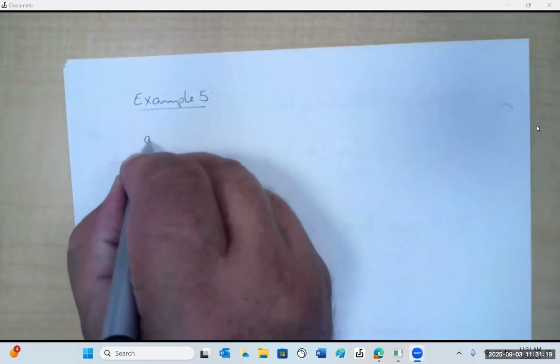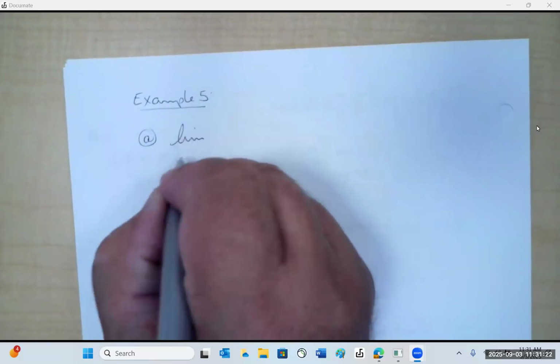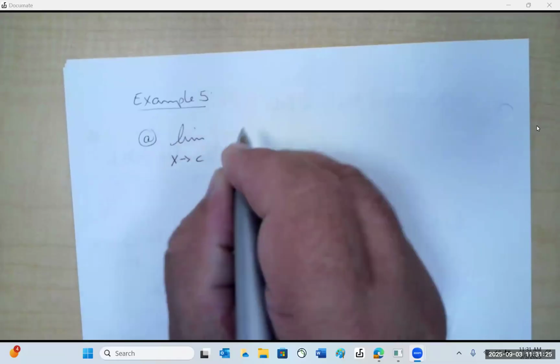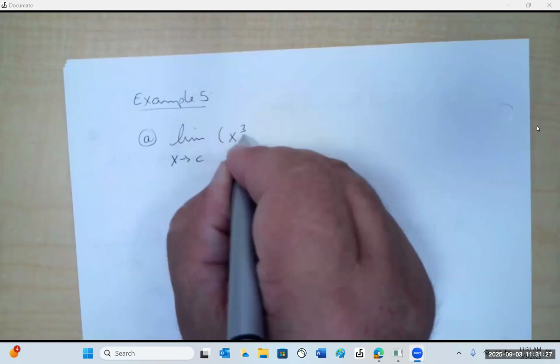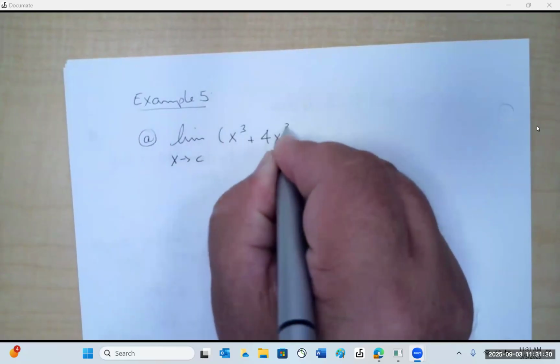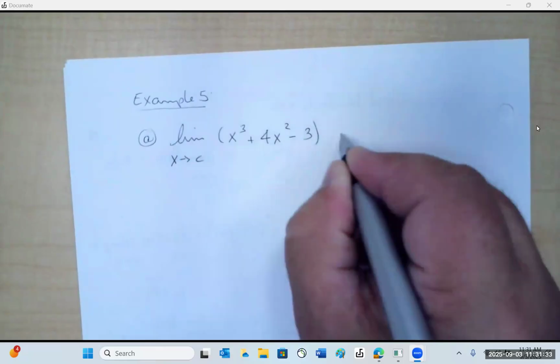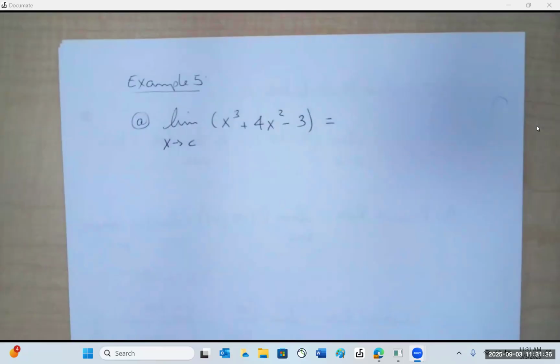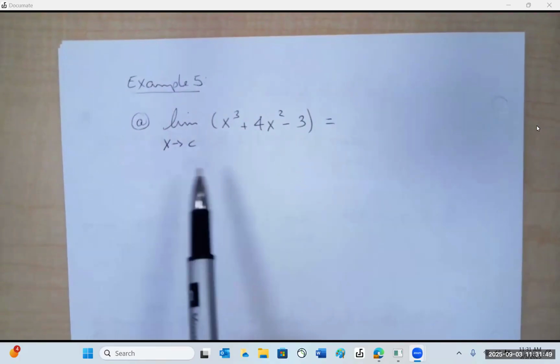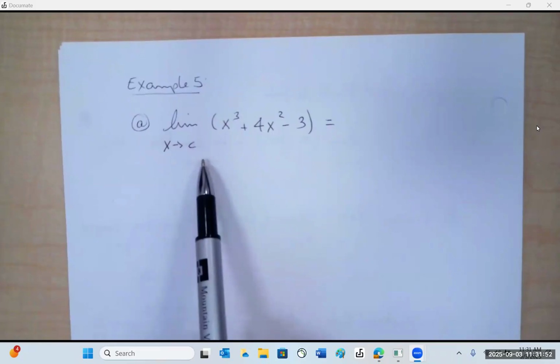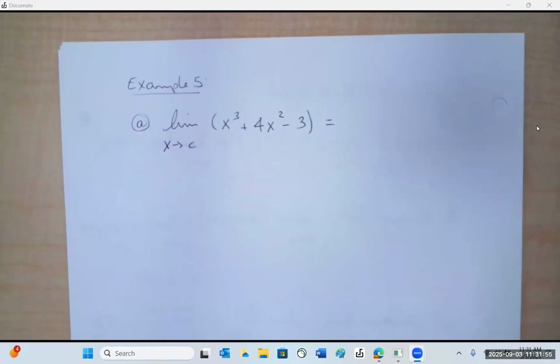So we have the limit as x approaches c of x cubed plus 4x squared minus 3. We're going to look at this one just really quick, and then I'll show you the shortcuts for it. Actually, the shortcut is what you would normally do here: anywhere you see an x, put a c. But let's follow the properties.